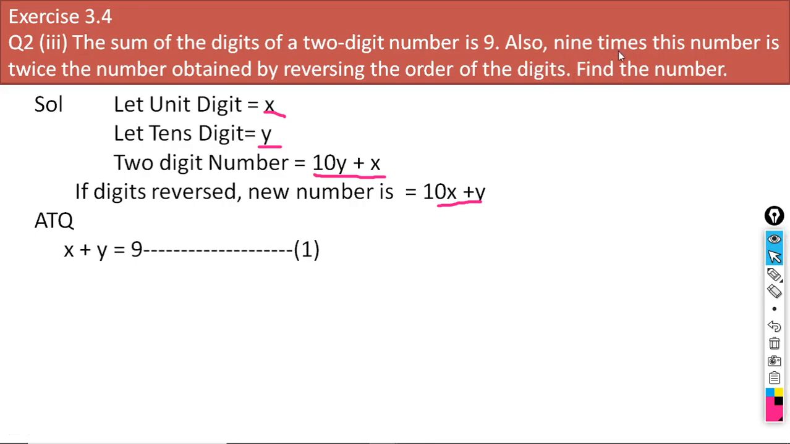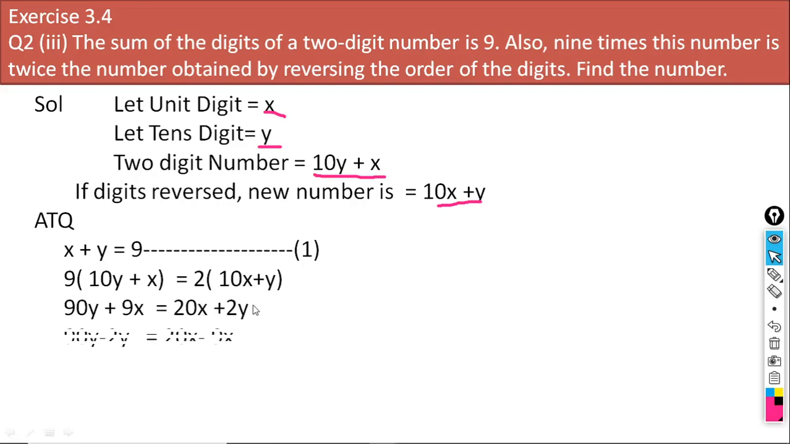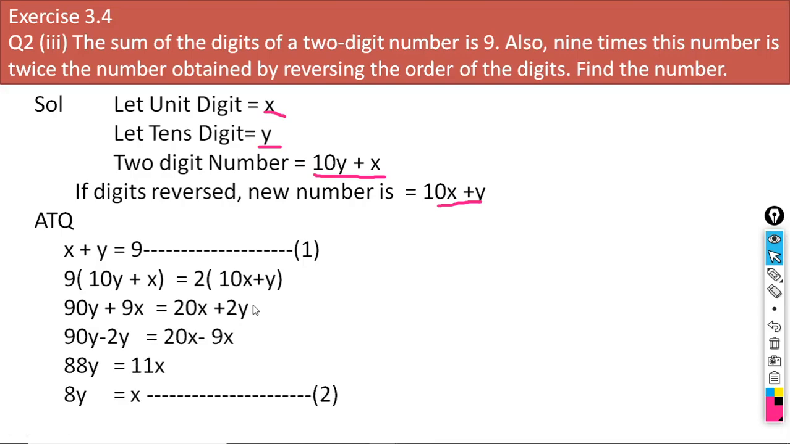And also, 9 times this number is twice the number obtained by reversing the order of the digits. That means 9 times the two-digit number, which is 9 times 10y plus x, is equal to twice, meaning 2 times, the number obtained by reversing the digits, meaning 2 times 10x plus y. By simplifying this, we get the equation x is equal to 8y.